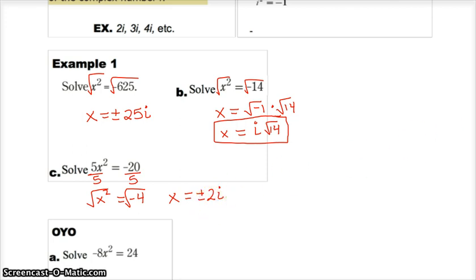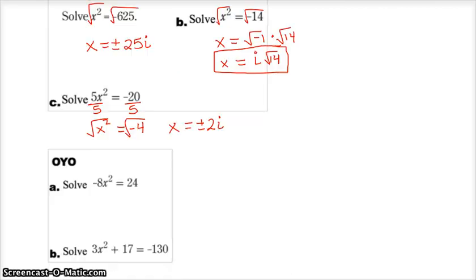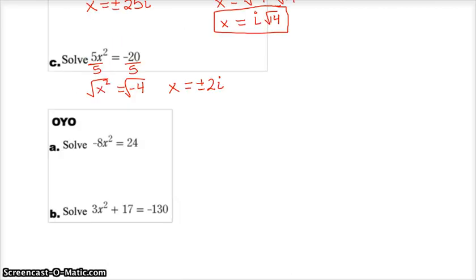Now it's your turn. Pause the video and try the on your own problems below. When finished, check your answers. For the first problem, you should have divided both sides by -8, saw that x squared equals -3, and your final answer is x equals plus or minus i times the square root of 3.